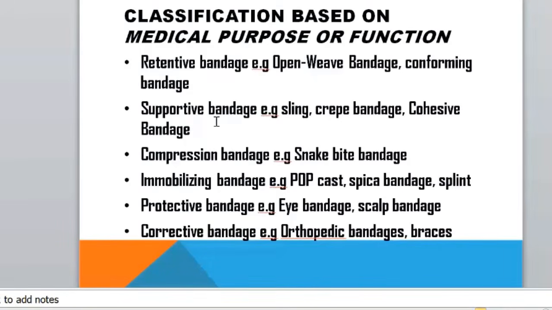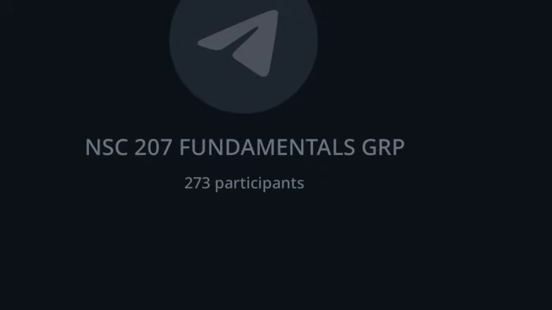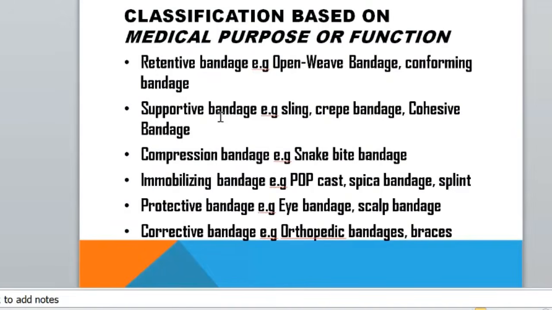Because when part of the body is injured and it begins to move, take for instance a patient that has a fracture, if we are not able to immobilize that part, what will happen? There will be further injury to that part. That means it will worsen the fracture that person had. So we can use it to immobilize fractured limbs or joint dislocation. Then we have protective bandage. Examples are eye bandage or scalp bandage.